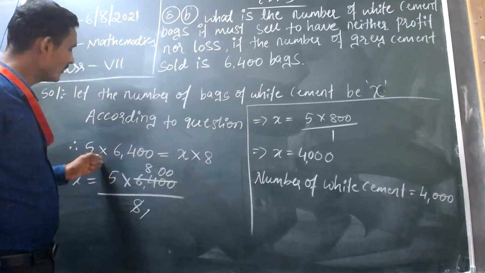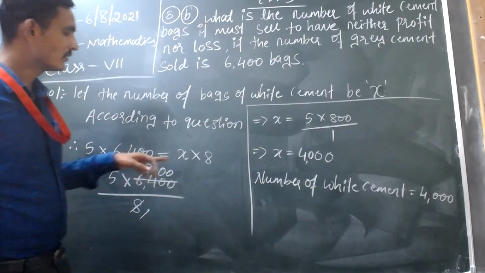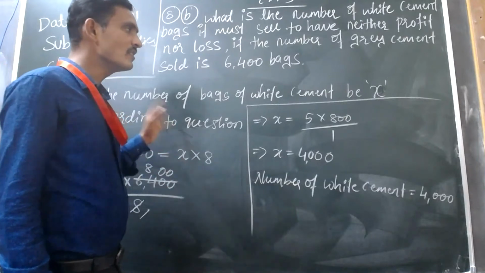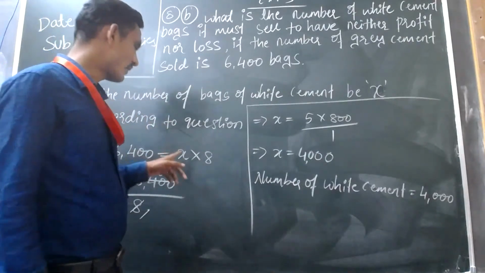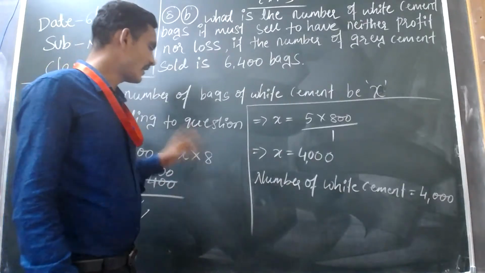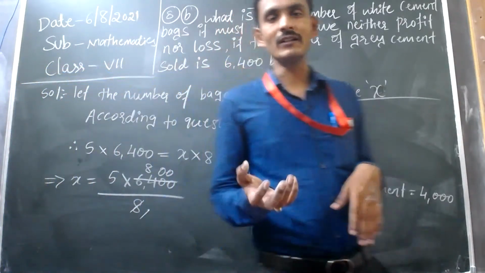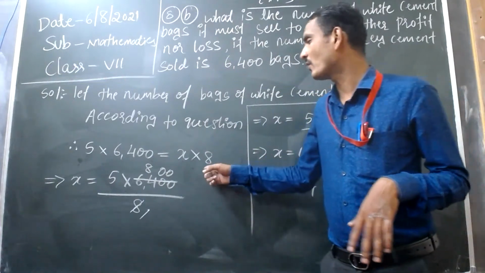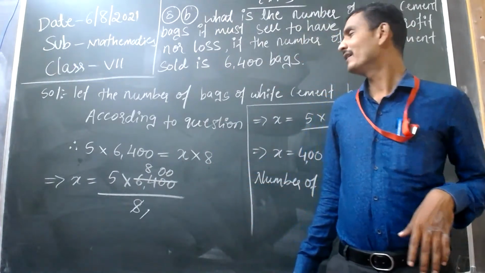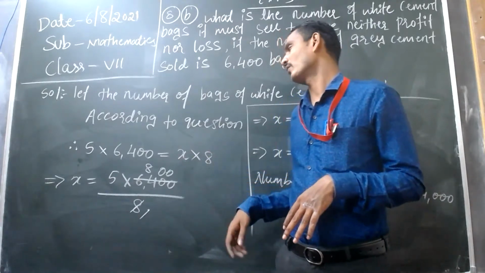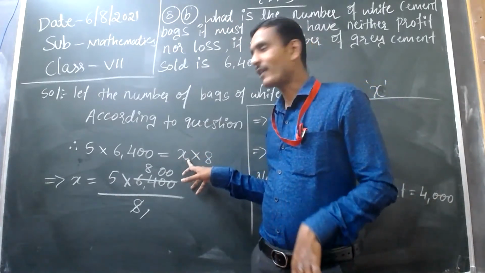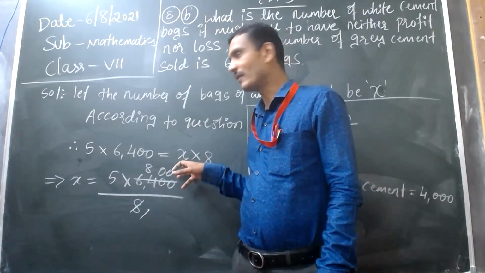That's why 5 into 6,400. What is this X? This X is the number of white cement bags. We don't know, that's why I treated it as X. This 8 means by selling one bag, you will get a profit of 8 rupees. That's why I multiplied it with the number of white cement bags. Now we have to find the value of X.